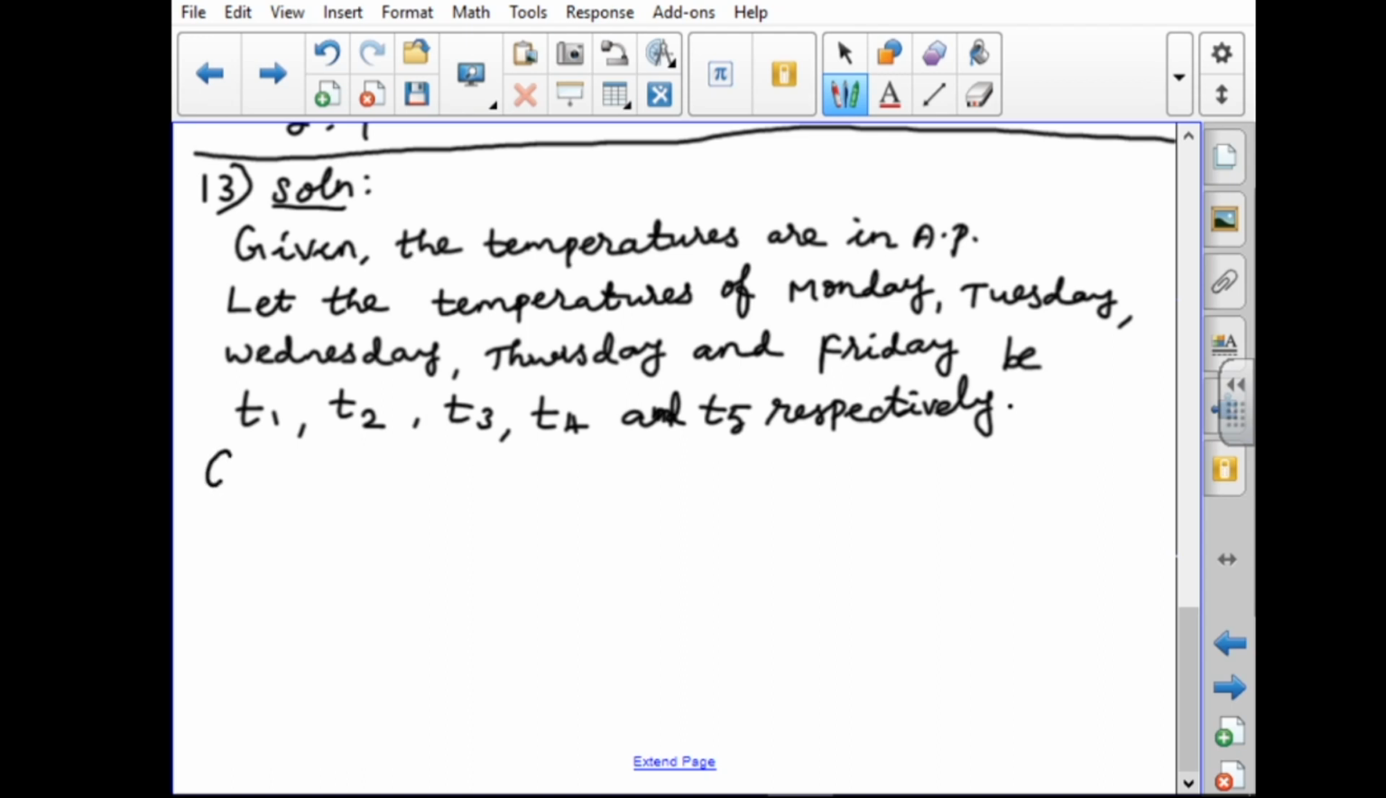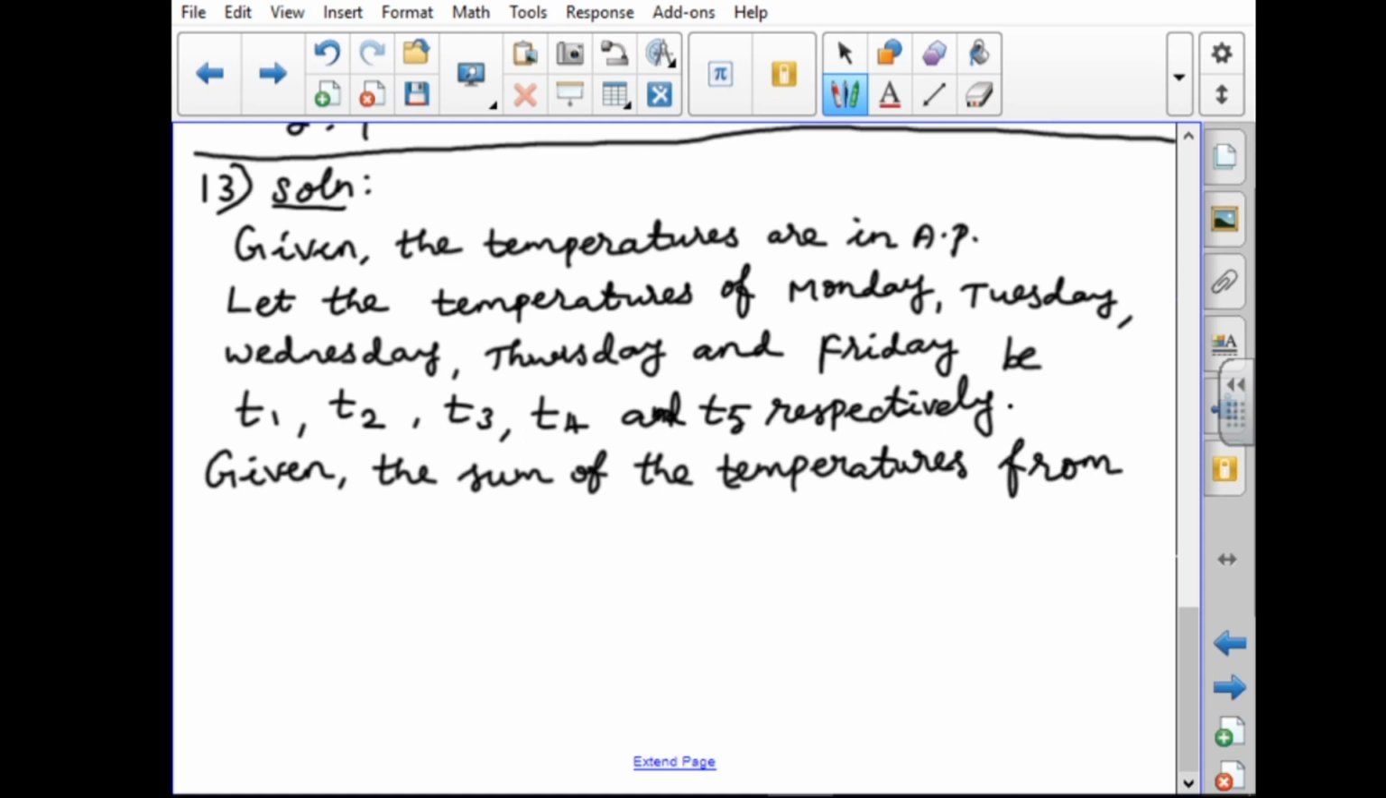The first condition is what here? The sum of the temperatures from Monday to Wednesday is 0 degree C. Given the first condition, the sum of the temperatures from Monday to Wednesday only is, they have given, 0 degree C.